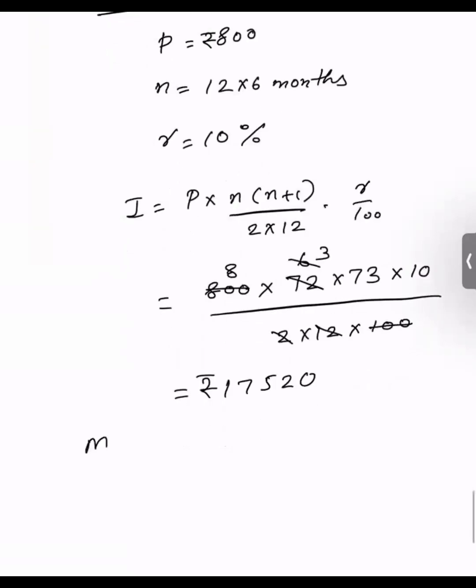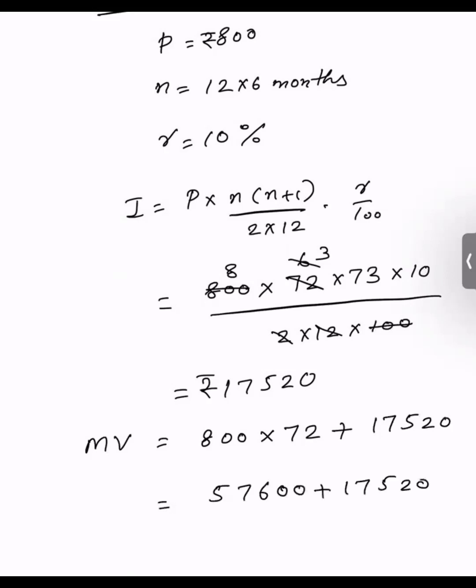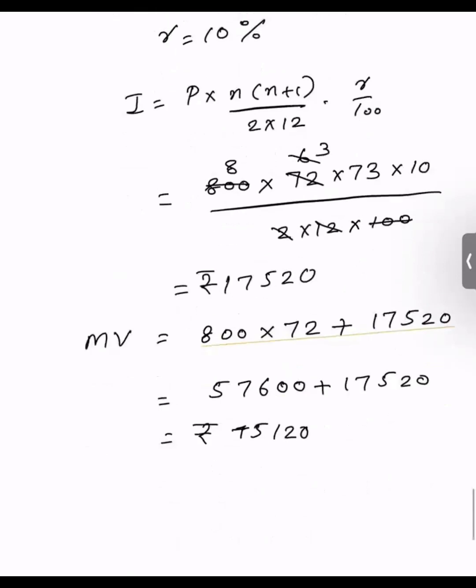So what will be the maturity value here? Maturity value is 800 into 72 plus 17,520. 75,120 is what I am getting as the maturity value for first recurring deposit, 75,120. Now let's start with second RD.